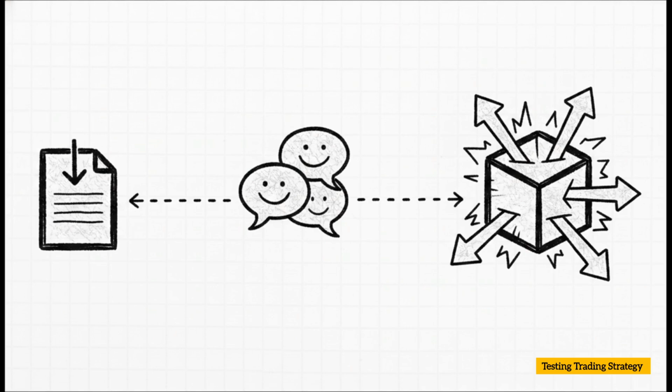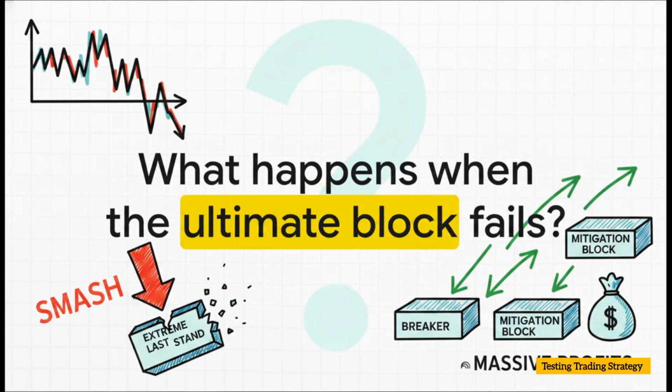And make sure you're ready, because in Lesson 7, we're going to be moving into advanced block types. Because all of this leaves us with one final lingering question, and it's a question we'll be tackling in the next explainer. What happens when the ultimate block fails? What do you actually do when that extreme last stand order block gets completely smashed? Well, stay tuned to find out exactly how we use breakers and mitigation blocks to turn a failed zone into massive profits. See you in the next explainer.